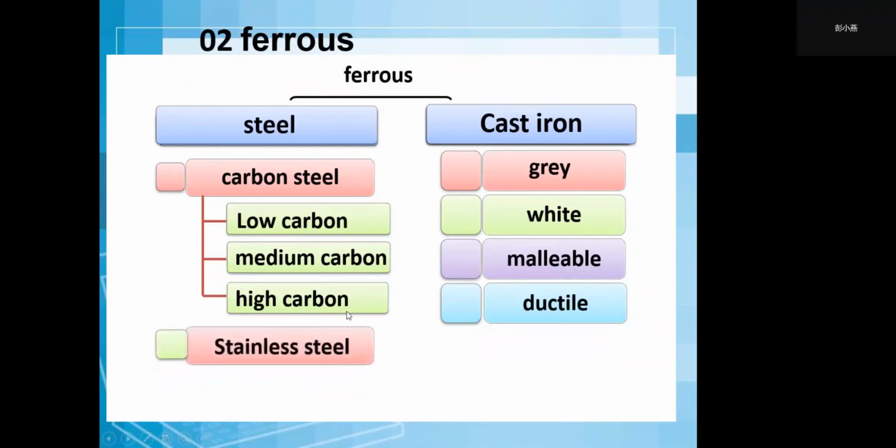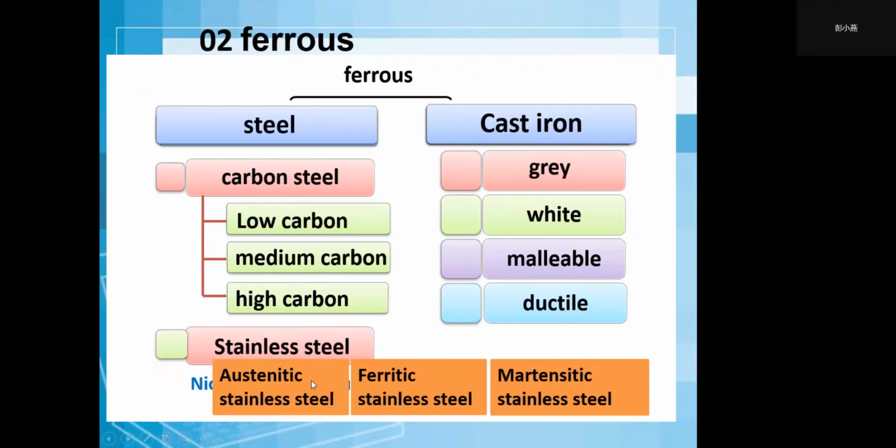Alloy steel is steel in which other alloying elements are added, such as titanium and nickel. And stainless steel is formed when a certain amount of nickel and chromium are added. It includes austenitic stainless steel, ferritic stainless steel and martensitic stainless steel.